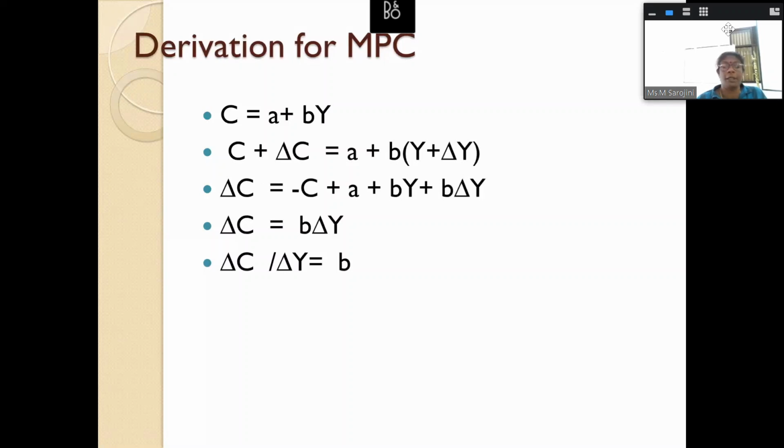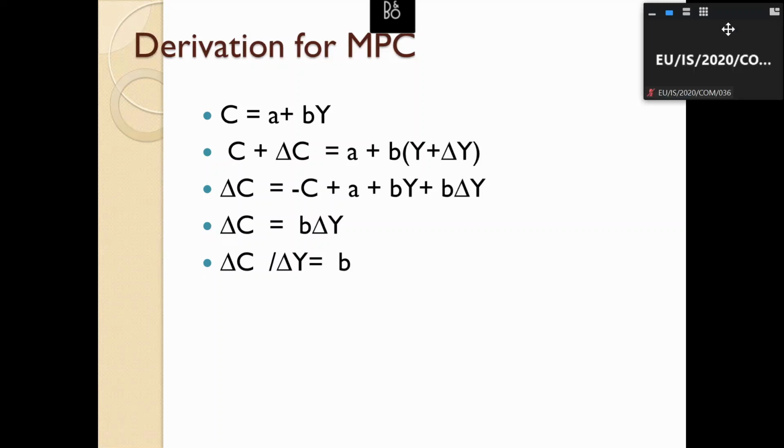Now, to derive the MPC, we have to rearrange that equation, right? Here, just take delta C to one side and take C to the other side, that is minus C plus A plus BY plus B delta Y, right? Is it okay? Can you understand?